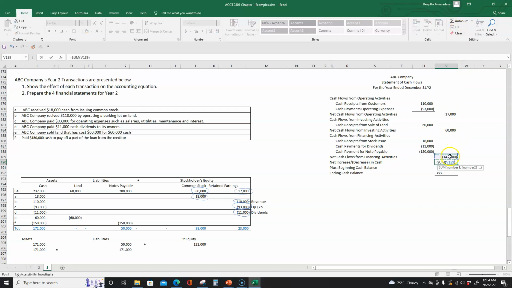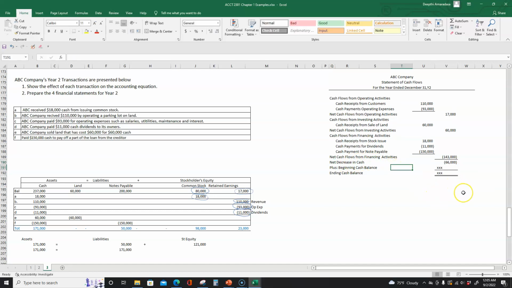I'm just going to use Excel's feature to add those three numbers, and I find that $66,000 is a net decrease in cash. So since it's a negative number, we're going to call it a net decrease in cash. If it was a positive number, it would be called a net increase in cash. Again, how did we get this negative 66,000? We combined the positive 17,000 and the positive 60,000. We added those two numbers together and then subtracted 143,000 to get negative 66,000.